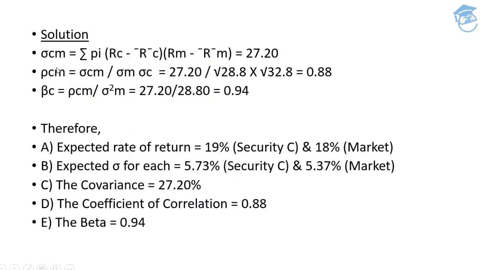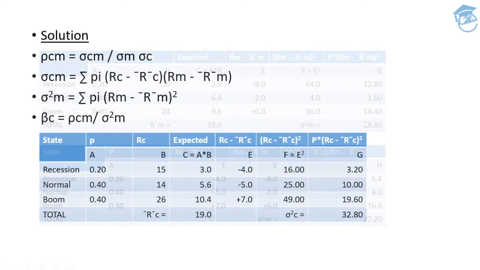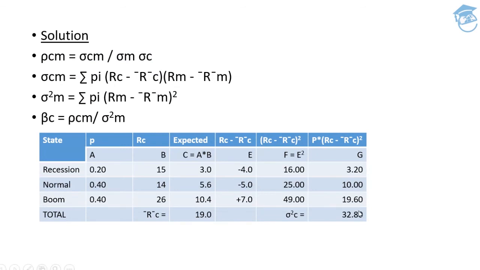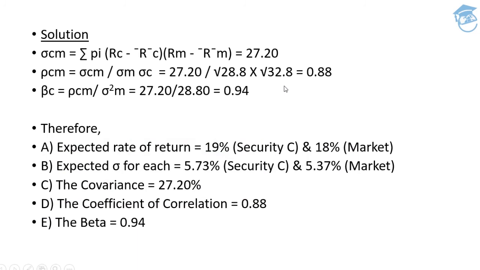Okay, next comes your correlation coefficient between security C and the market, which is covariance divided by the standard deviation of the market and the standard deviation of security C. That is 27.20 divided by the square root of 28.8, which we just found, and 32.80, which we just found in the first segment. They'll have to be multiplied, and you'll get a figure of 0.88. And finally, when it comes to the beta of security C, you just need to divide your covariance with the market variance, which is 27.20 in this one, and 28.80 in this one, and you'll get a beta of 0.94.